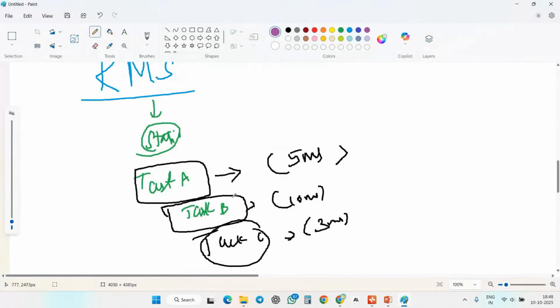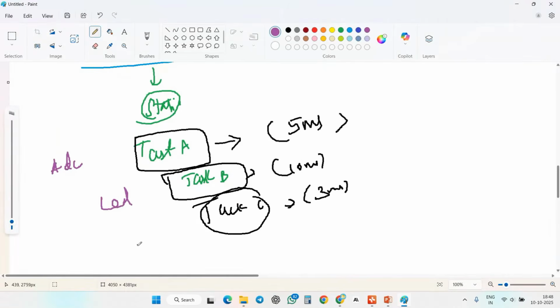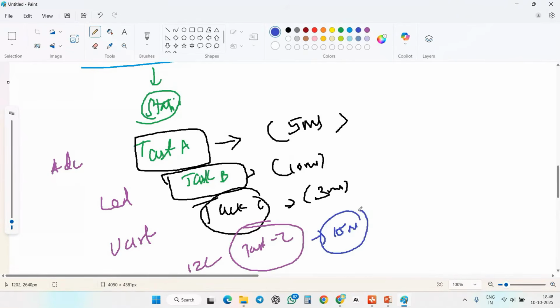For example, this is ADC, this is LED blink, and this is UART data that I'm going to get. If you want to get task Z, it just does the I2C, and it takes 15 milliseconds. You check all those tasks and the actual time each one takes. Which one takes the shortest time? Task C takes the shortest time, so it gives the high priority to task C. This is called rate monotonic scheduling.